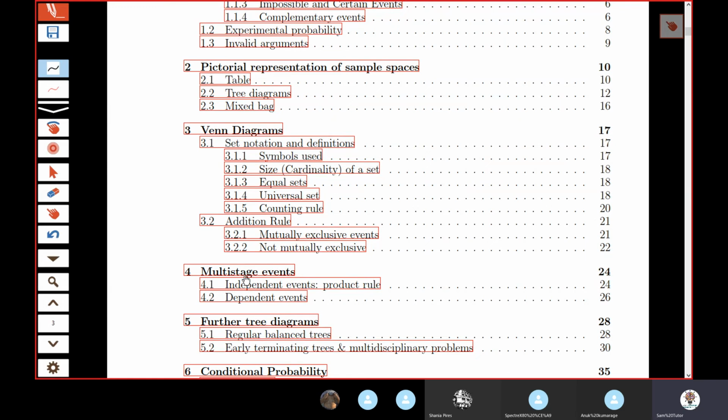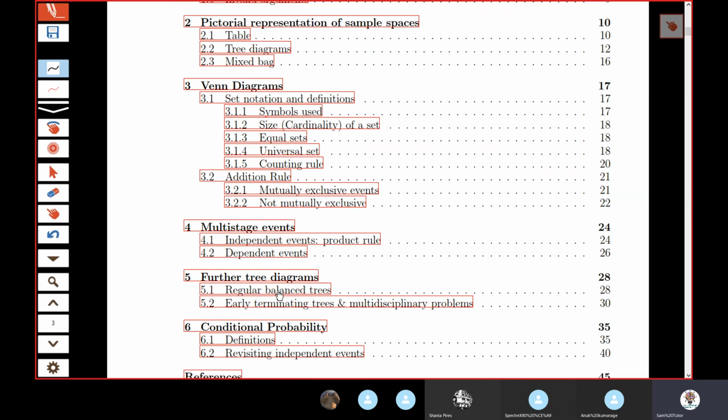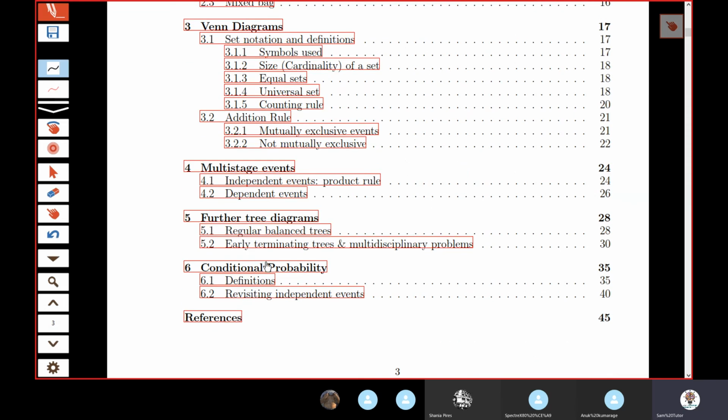Then you're going to look at multi-stage events, where one event is dependent or independent of another event. These are like the raffle ticket style questions. We'll look at some balanced tree diagrams, and then something that will be new and that you probably haven't done before: conditional probability. That should be the only new thing.